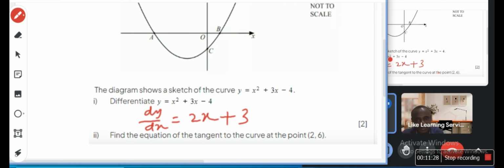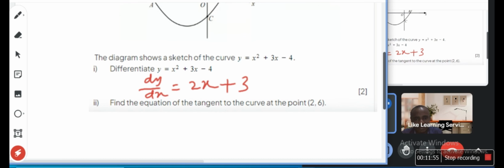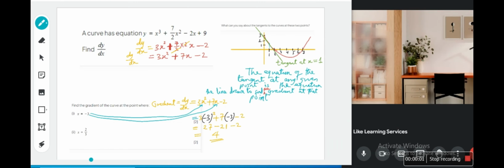All right. So that means I'm finding the equation of the gradient. At the point 2, 6, where x is 2 and y is 6. So the equation of the tangent at any given point is the equation of the line drawn to find the tangent at that point.